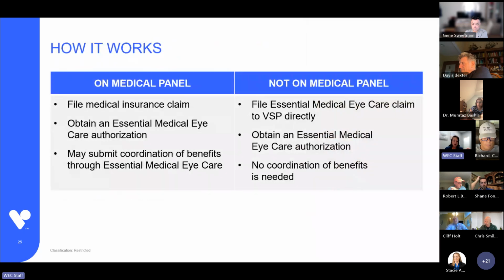So how does this work? Essential medical eye care is always secondary to the patient's major medical. So if you are on the medical plan and the patient has major medical, essential medical eye care always takes the secondary position, always. Now, if you're not on the medical plan or the patient doesn't have major medical, then essential medical eye care takes the primary position and you'll just bill it directly. And so, of course, you won't have to coordinate those benefits. If it's in the secondary position, of course, you'll coordinate benefits between their major medical and essential medical eye care. We'll show you how.